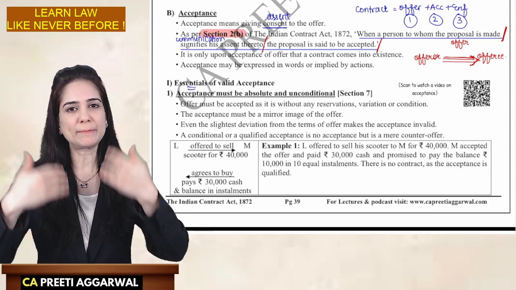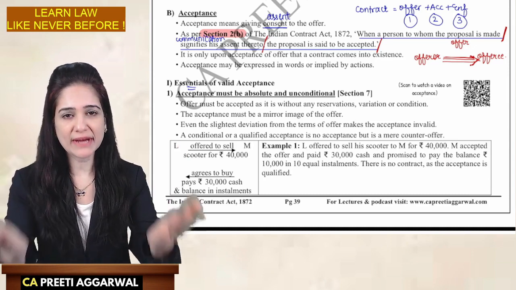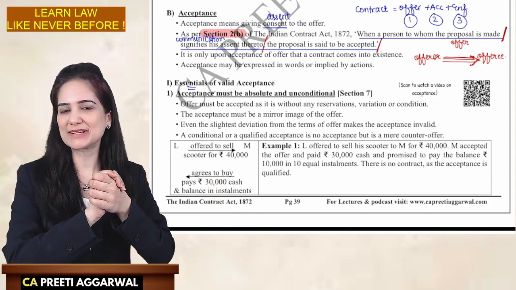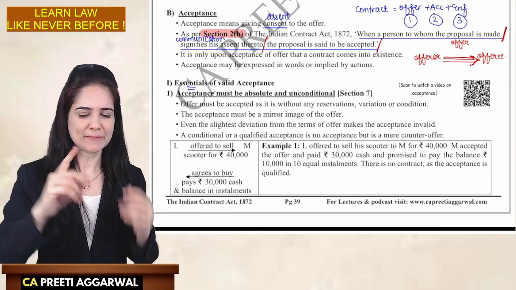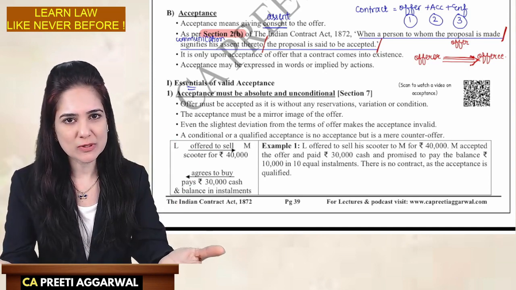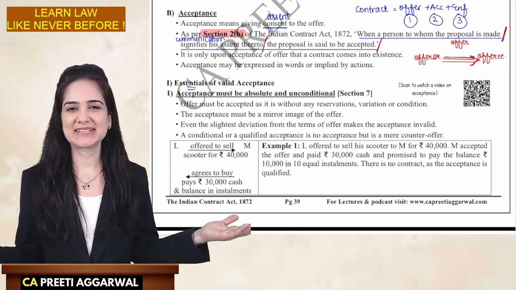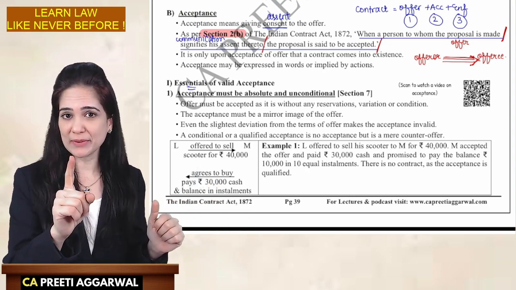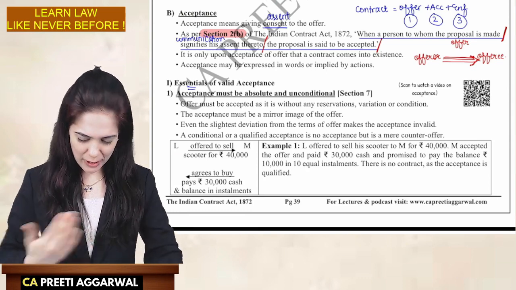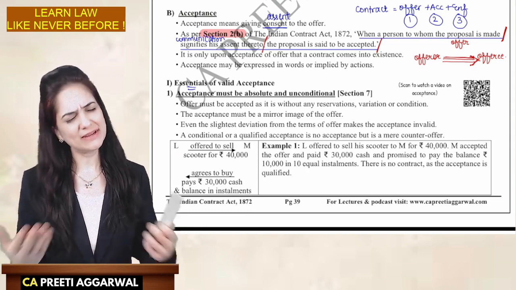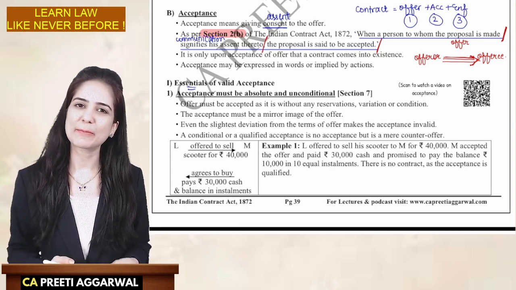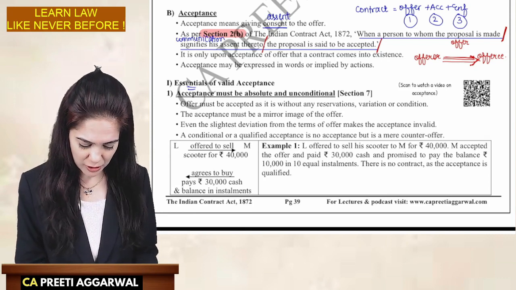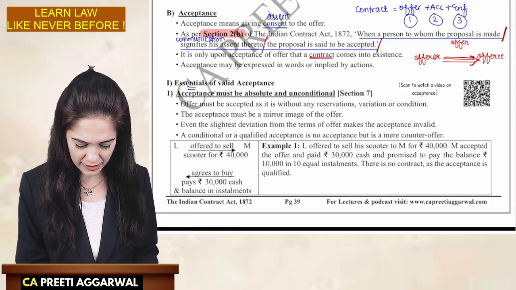Yes. When a person to whom the proposal is made signifies his assent thereto, proposal is said to be accepted. One last time. When a person to whom the proposal is made signifies his assent thereto, the proposal is said to be accepted. Will you remember it now? It is only upon acceptance of the offer that a contract comes into existence.